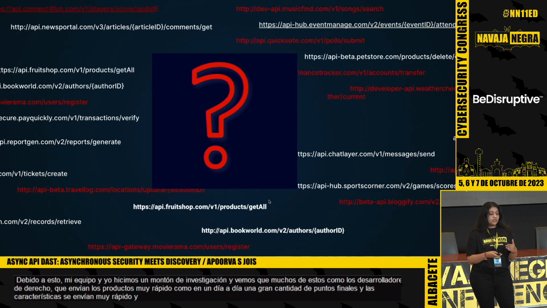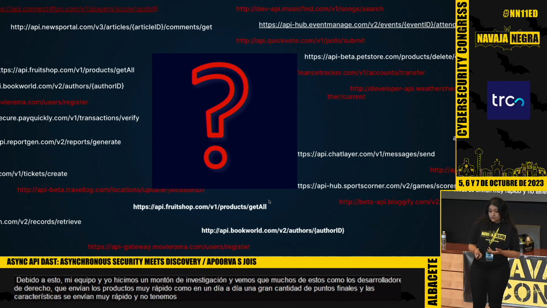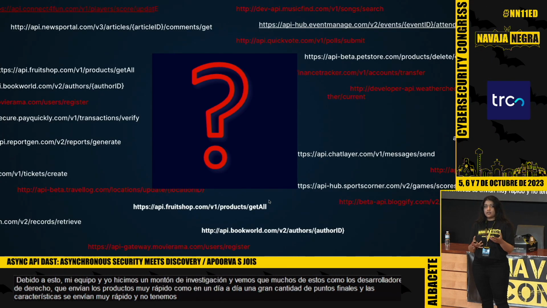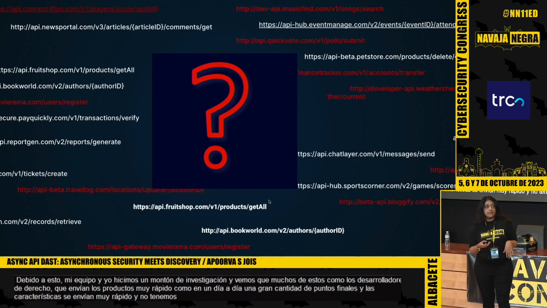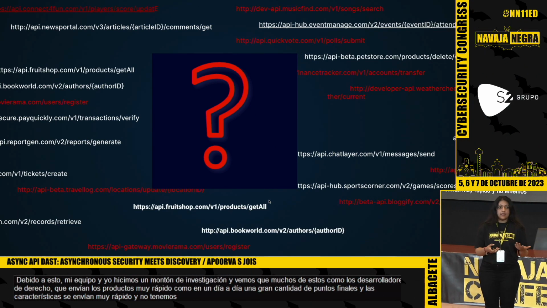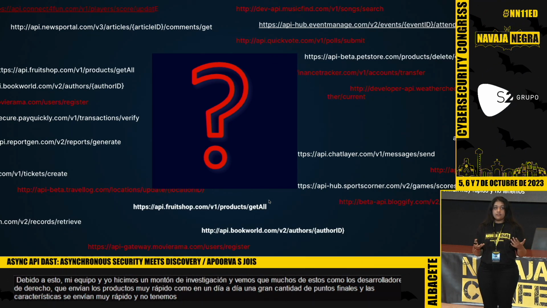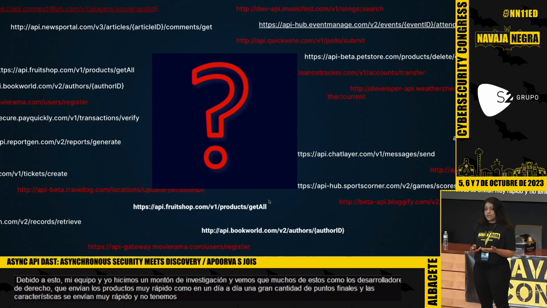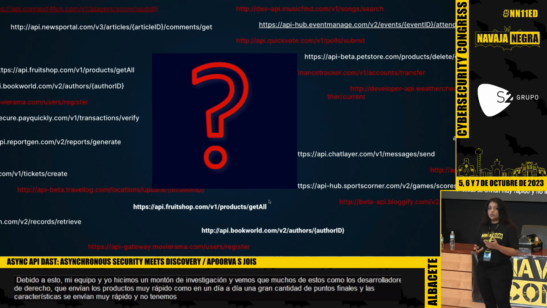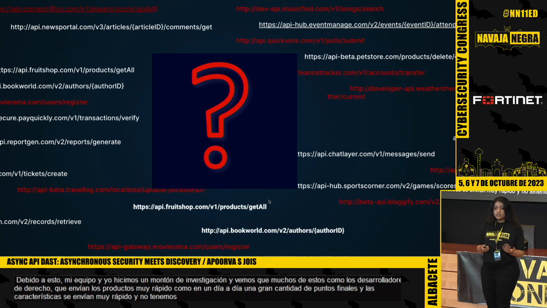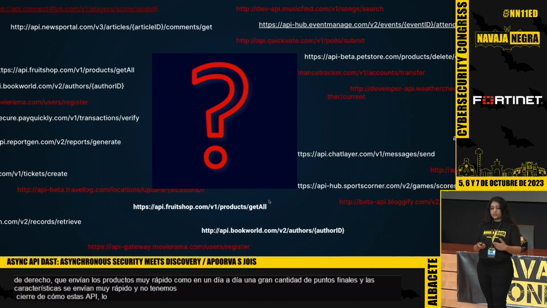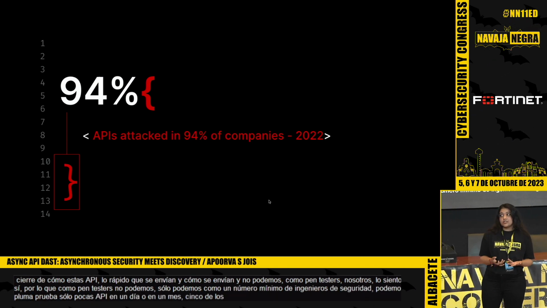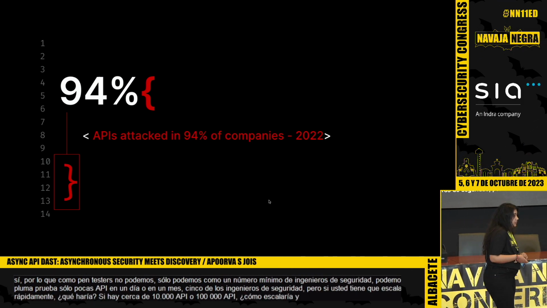As pen testers, we can only, with a minimum number of security engineers, pen test a few APIs in a day or in a month, say five security engineers. But if you have to scale rapidly, what would you do? If there are about 10,000 APIs or 100,000 APIs, how would you scale and how would you keep your system secure? So this was one of the problems we found. And after doing research, we found that 94% of companies are attacked and data breaches happen through lack of API security.